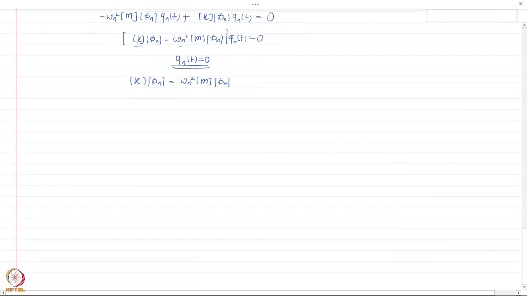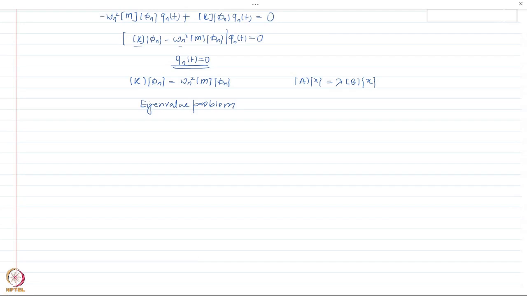Okay, if you look at this carefully, this is of the form: a matrix A times a vector x is equal to some lambda times another matrix B times x. This is called an eigenvalue problem. You may have come across this kind of problem in your advanced numerical methods course, mathematics course, or matrix algebra course. So this is basically an eigenvalue problem.